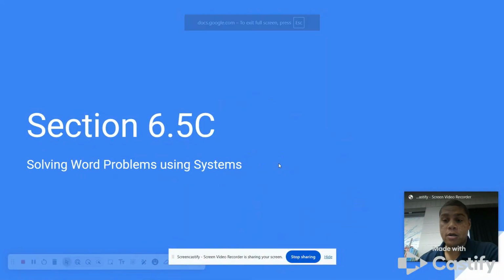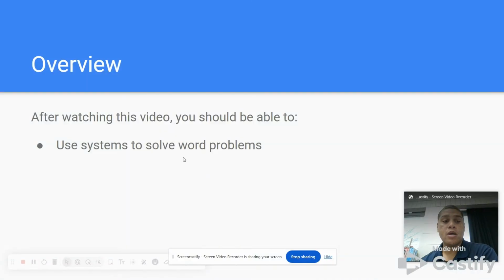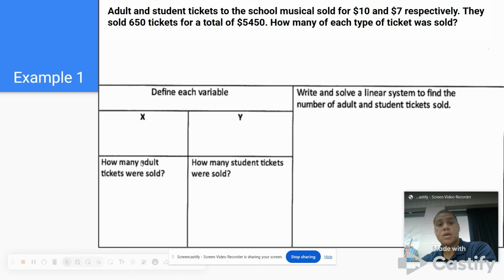Hey guys, welcome back. It's lesson video time, and we are going through what is officially called section 6.5C, which is all about using these systems of equations we've been talking about to solve some specifically worded word problems. Here we go. After watching this video, you should be able to use systems to solve word problems. Hooray!